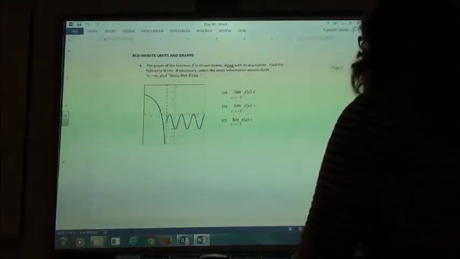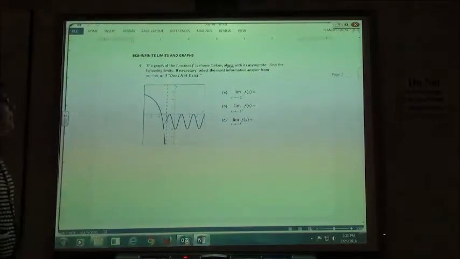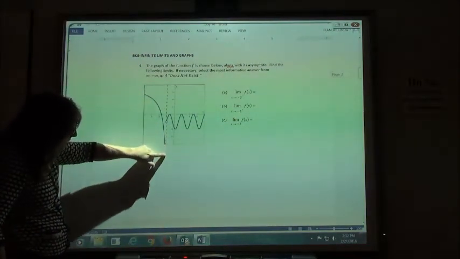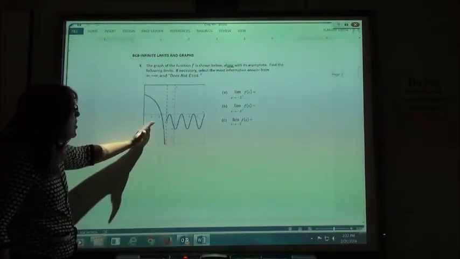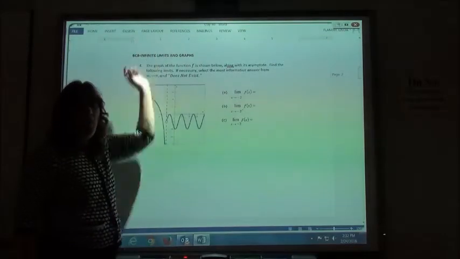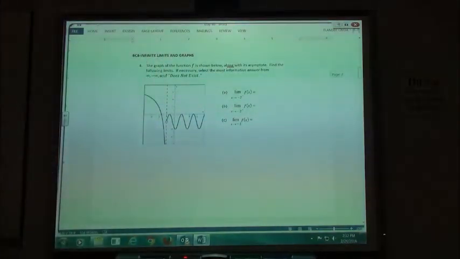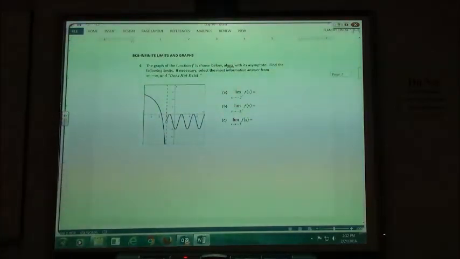4, 5, and 6, we're dealing with infinite limits. An infinite limit means that my graph either continues in the negative direction, down and down, in other words, to negative infinity, or it continues in the positive direction, going up and up. And again, I'm going to find my limit as x approaches a value from the negative direction, meaning it approaches from the left side, or from the positive direction, meaning it approaches from the right side.